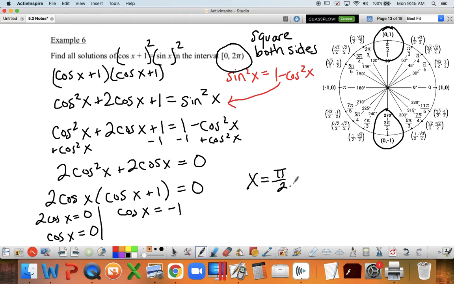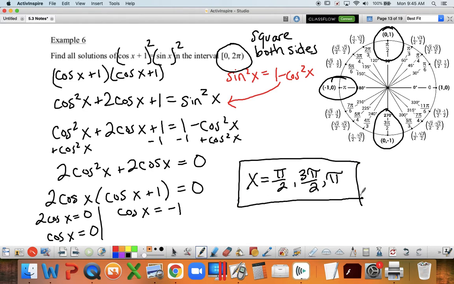I'm going to write them down. Now we have cosine of x is equal to -1. Well, that happens right here at pi. So my final answer here is pi over 2, 3 pi over 2, and pi.